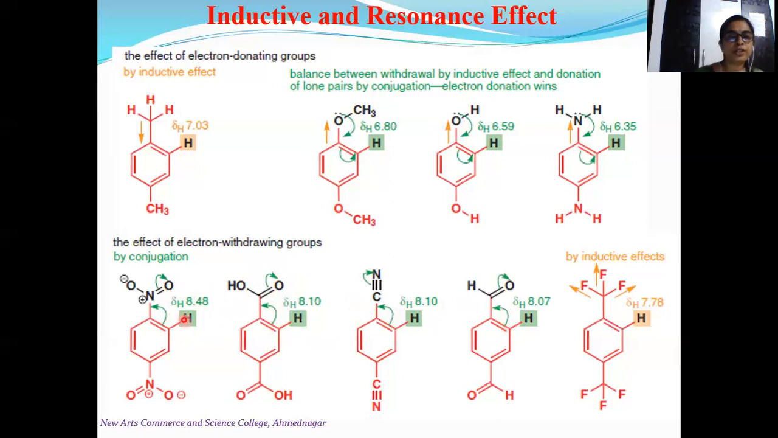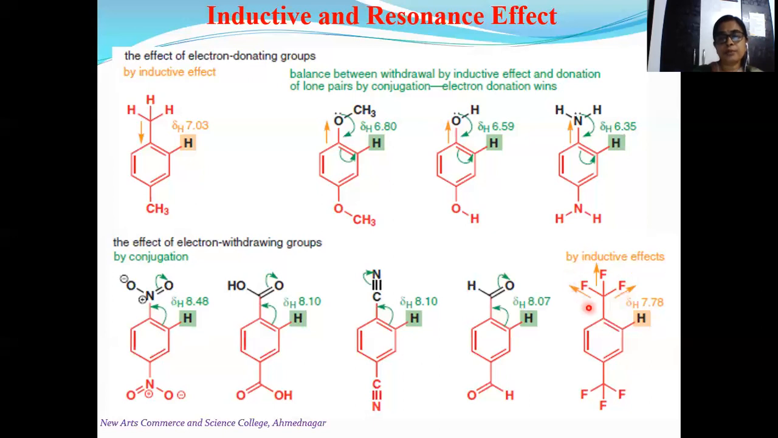The extent of de-shielding is a little bit different for each case, and therefore there are slight differences in the delta values. This also proves that the nitro group is more electron withdrawing than carboxylic acid group, nitrile and the aldehyde group. But all the orthoprotons are de-shielded. So we can make a generalization that if electron donating resonance effect is there, orthoprotons are shielded protons, and if electron withdrawing resonance effect is there, orthoprotons are de-shielded protons.